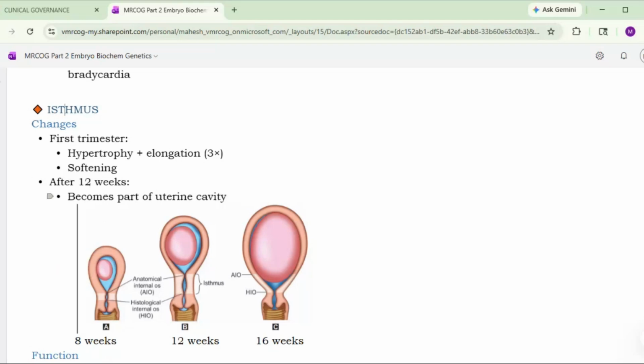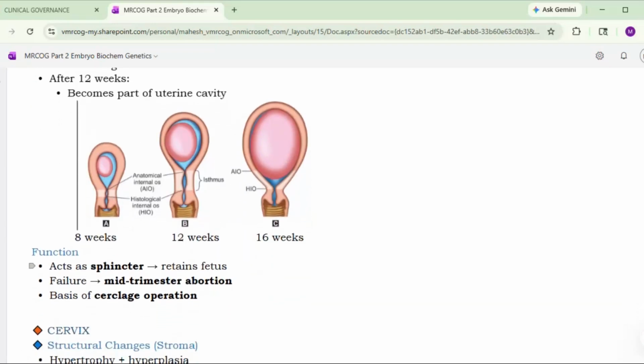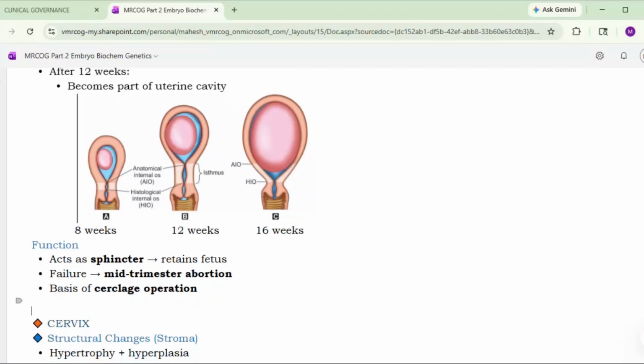After 12 weeks, it starts becoming part of the uterine cavity. At 8 weeks, it is smaller in size. At around 12 weeks, it is increased in size. Not only that, from 12 weeks onwards, from the upper end, it starts opening up, and by around 16 weeks, it becomes completely part of the body of the uterus. So what is the function of this? It acts as a sphincter, so it will retain the fetus. Failure will lead to mid-trimester abortion, and that is the basis for the cervical encerclage operation.